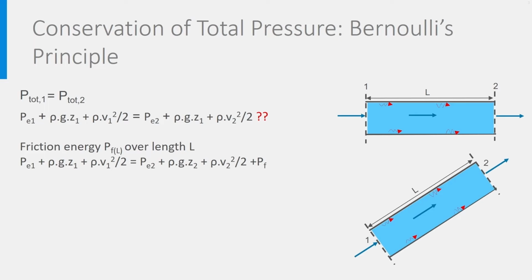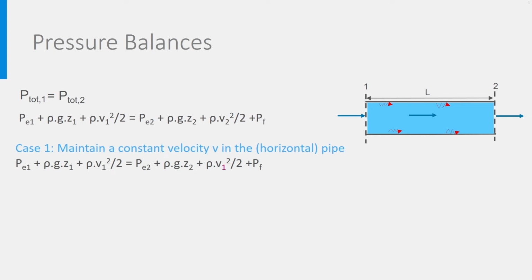What does that mean for our air and water ducts? Pressure is volumetric energy, so just like with energy, we can make a balance. Let's start with a very important case where we want to maintain a constant velocity in the pipe. That is what we normally want to do, and start from the original equation where V2 is now equal to V1. The environmental pressure has not changed between 1 and 2, so we can eliminate it. And in our case, Z1 equals Z2.